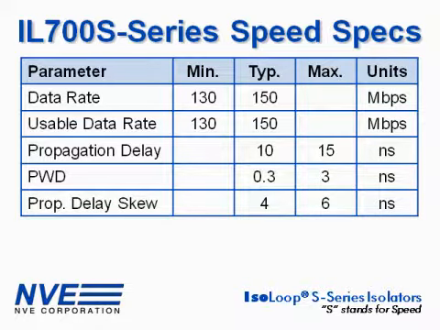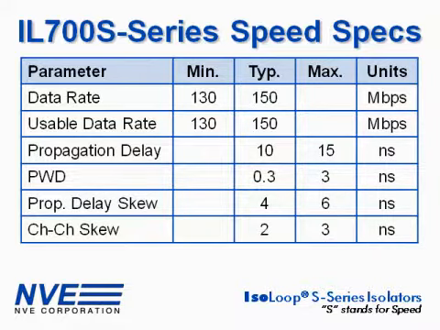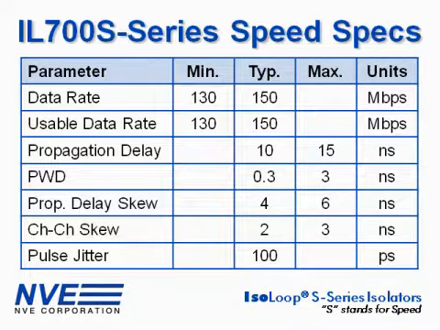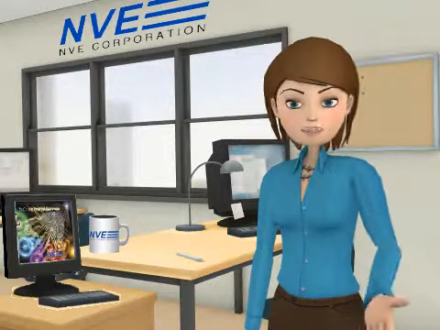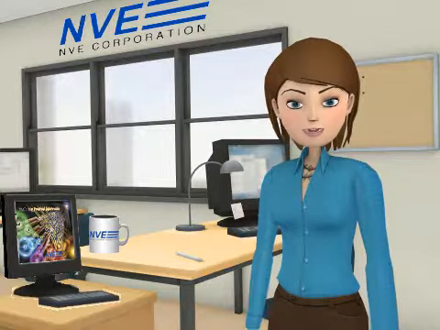Propagation delay skew is the difference in propagation delay between devices. Channel-to-channel skew is the difference in propagation delay between channels in the same device. And jitter is the variation in the pulse edge position. The NVE parts are best in class for speed parameters.